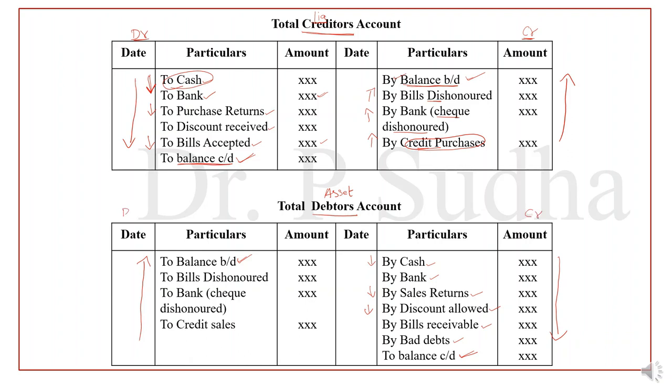Now moving to the debit side. On the debit side, we will have the opening balance. Bills dishonored. If the customers dishonor a bill, it will increase the asset. And if the check is dishonored, it will increase the asset. If further credit sales is made, it will increase the value of debtors. So this is how we will prepare the total creditors account and debtors account. Okay, in the same way, either the opening balance of debtors, credit sales or cash received from debtors or closing balance, any of this information might be missing. If it is missing, we have to prepare the total debtors account.